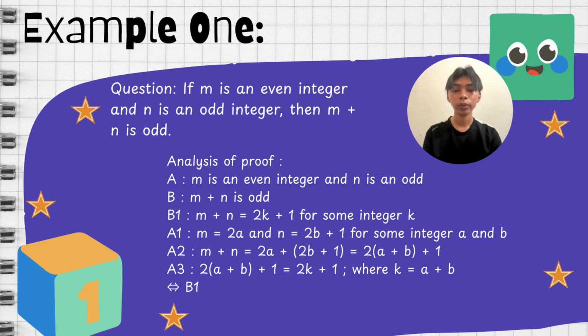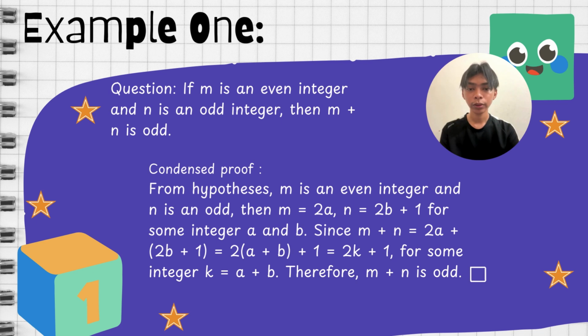A1: m equals 2a and n equals 2b plus 1 for some integers a and b. This is the hypothesis that is assumed to be true. A2: m plus n equals 2a plus (2b plus 1), which equals 2(a plus b plus 1). This is the substitution. And A3: 2(a plus b plus 1) equals 2k plus 1, where k equals a plus b. This is the simplification, so it is logically equivalent to B1.